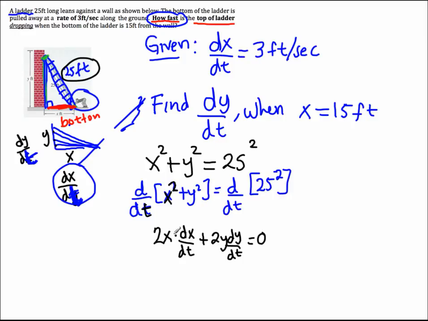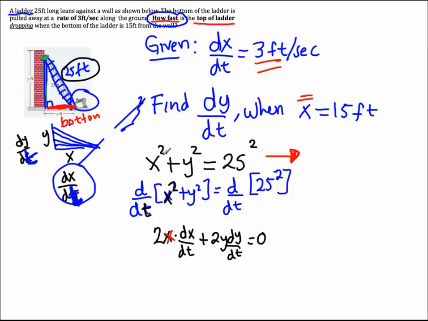Well, I know that x is right here. They give you that it is 15. I know that dx/dt is 3 feet per second, so I can substitute that in. But I don't know anything about y. From the given, there is nothing given about y. But I know that I have this particular equation that I'm able to use, and I'd be able to solve for y.